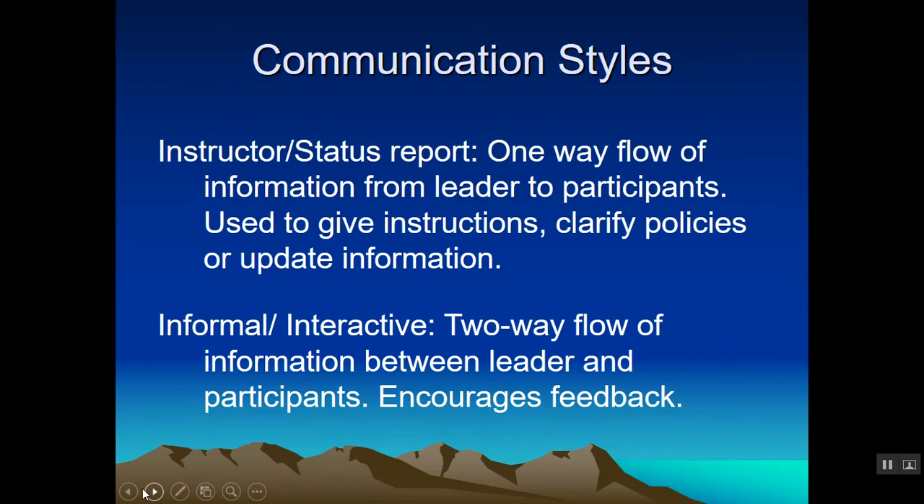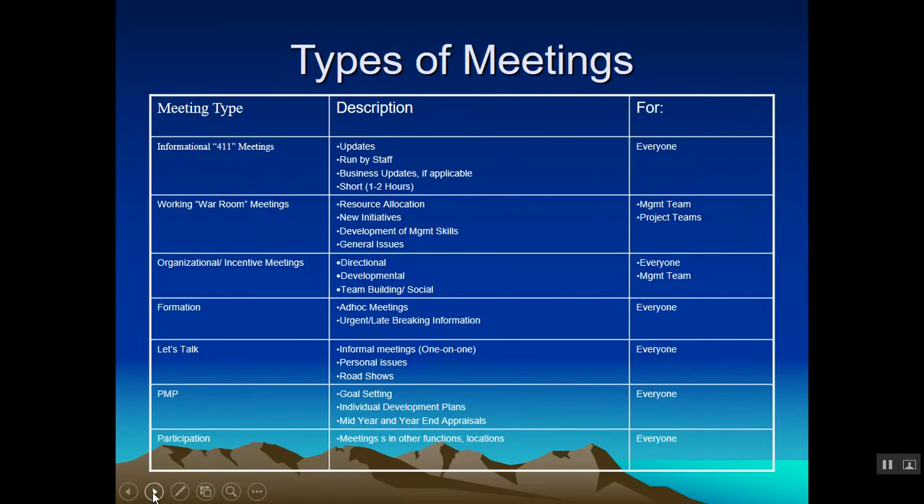So there's a lot of ways to deliver content. It could be basically a one-way flow. At times, a leader needs to do that to give instructions or clarify policies, a status report, if you will. There's also a lot of interaction that should take place in a staff meeting, the two-way flow of information between the leader and the participants. And again, feedback is something that should be expected.